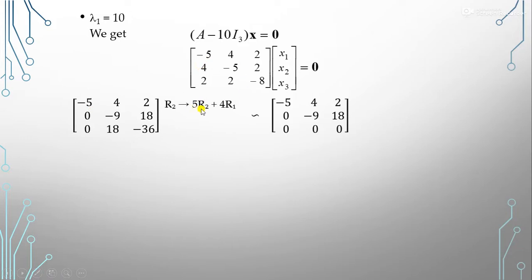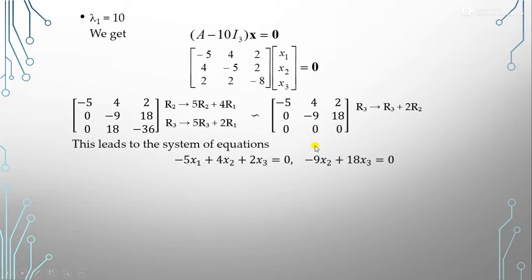How does it become 0? If we apply 5r2 plus 4r1, our r2 becomes like that, and in r3 if we use 5r3 plus 2r1, it becomes 0. After that, we see that r2 is minus 9, 18, minus 36, so we can reduce it. If we use r3 plus 2r2, our third row becomes 0, right? I told you that at least one row should always be 0, because the determinant of A minus lambda I is 0.